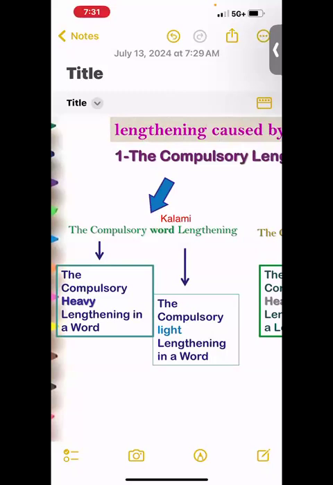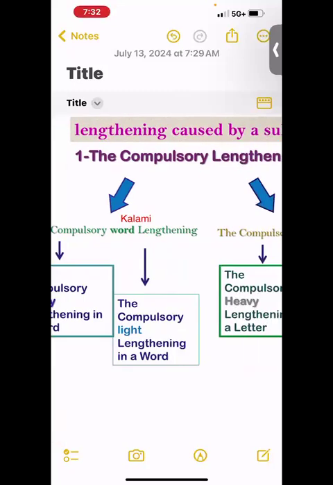Okay, Mad Lazim Kalimi Muthaqqal is called from thiqal. Thiqal means heavy. So Mad Lazim Kalimi Muthaqqal and Mad Lazim Kalimi Mukhaffaf. And what is mukhaffaf from? Mukhaffaf is from the word khafif, and khafif means light. So now under Mad Kalimi you have two types of mad: Mad Lazim Kalimi Muthaqqal and Mad Lazim Kalimi Mukhaffaf. So this is under Kalimi.